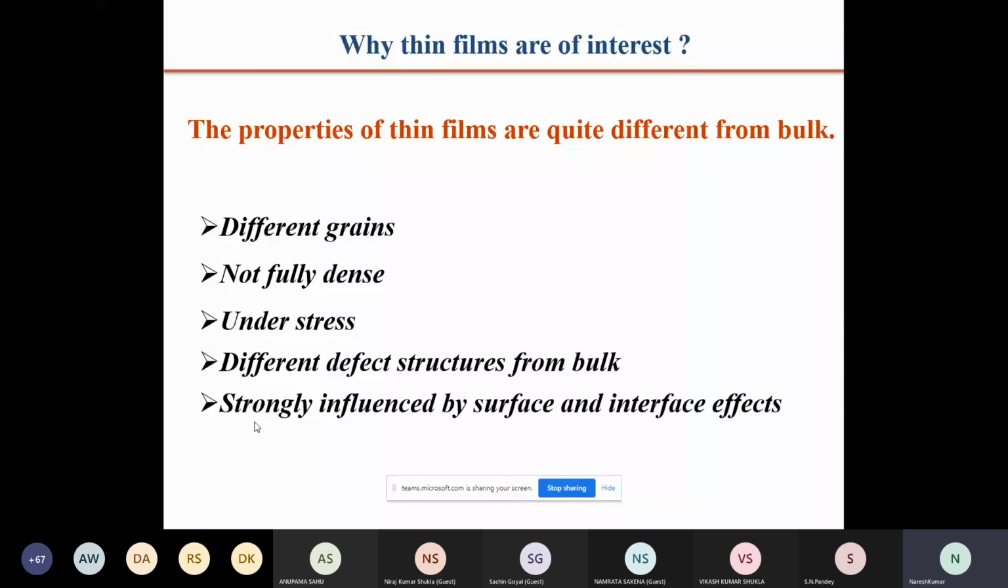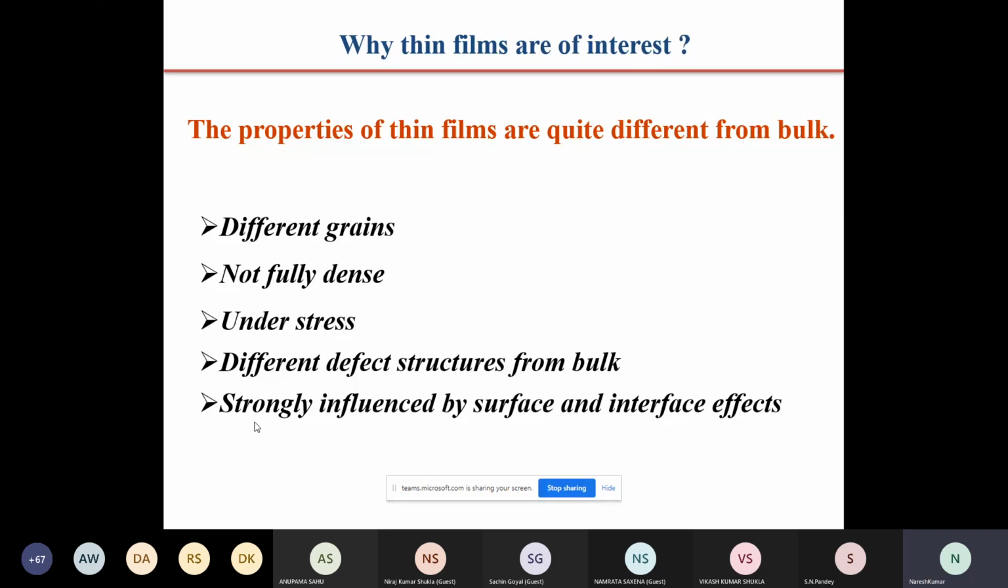Based on the choice of substrate, my film can be polycrystalline, it can be epitaxial, it can be highly oriented, or sometimes you can generate stress of different levels. And accordingly, their applications might be different. So these are a few issues that one should look at with regard to thin films, right?